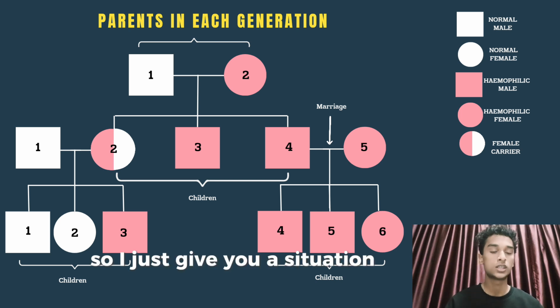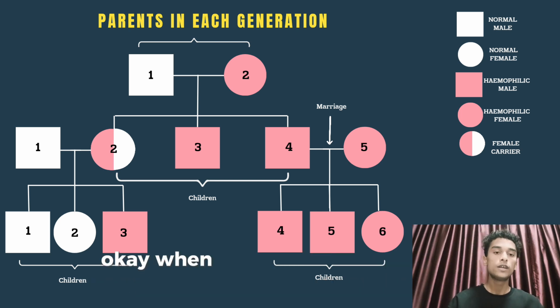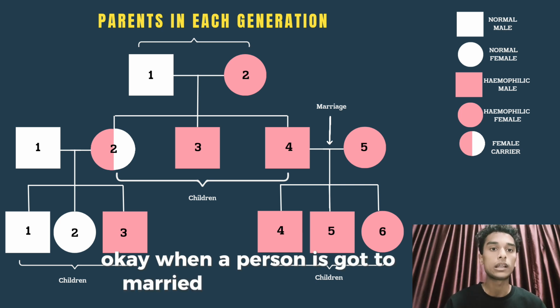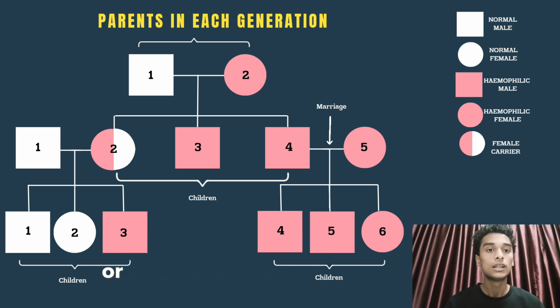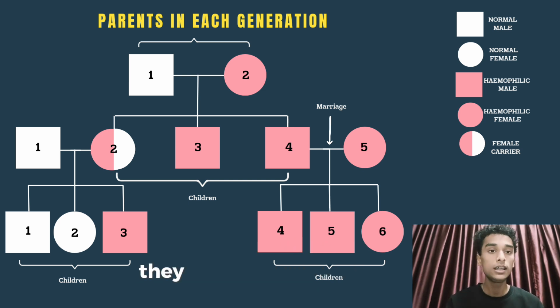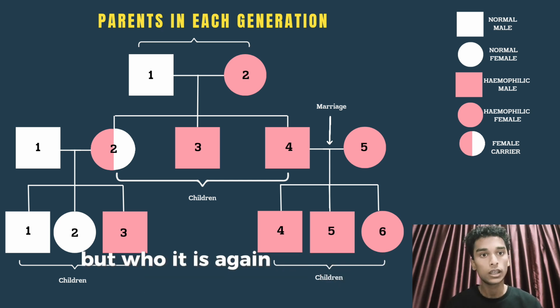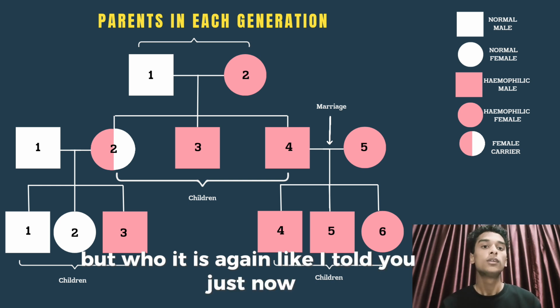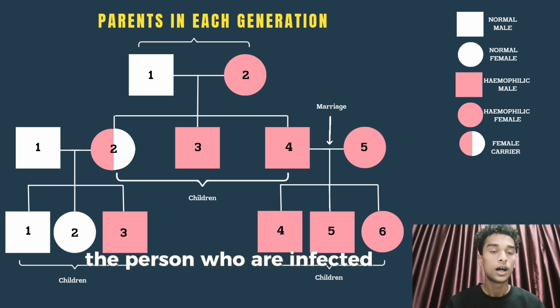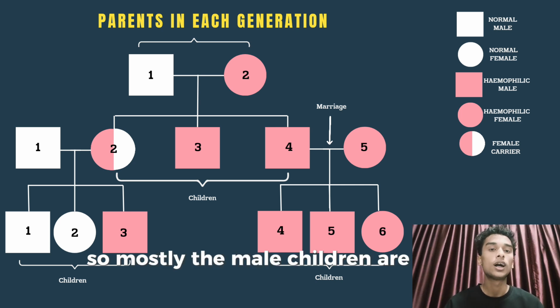I'll just give you a situation, an example, just like in the flowchart. When a person marries, or suddenly marries, a person who has hemophilia, or a female hemophiliac, they certainly, for sure, have children that are affected by hemophilia. But who is it again? Like I told you just now, the people who are affected are mostly males, right? So mostly the male children are affected.